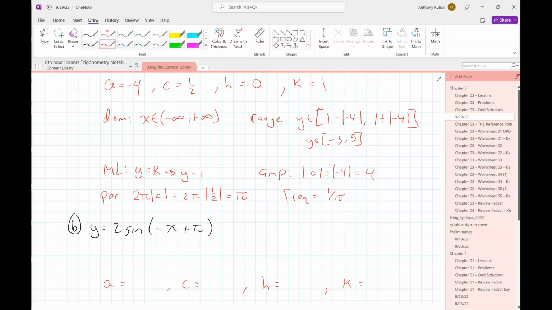My value for A is 2. That's good. The value for C is -1. The value for H is, well, remember we have to write it in that general form. So I notice that the coefficient here on x is 1. The coefficient here is not 1, so I have to factor that off.